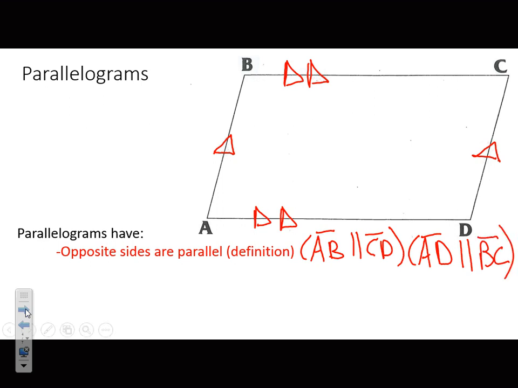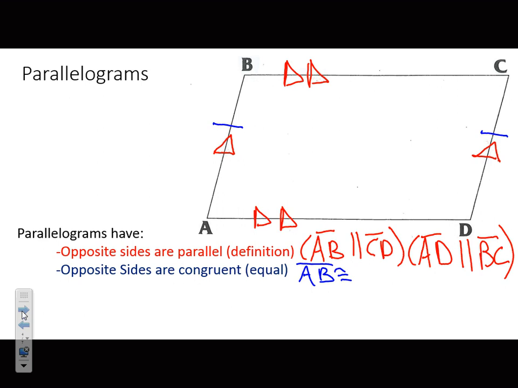All right, moving on. Another fun fact, the opposite sides are congruent. So if we look at this, AB is congruent to CD, and AD is congruent to BC. So our opposite sides are both parallel and congruent.